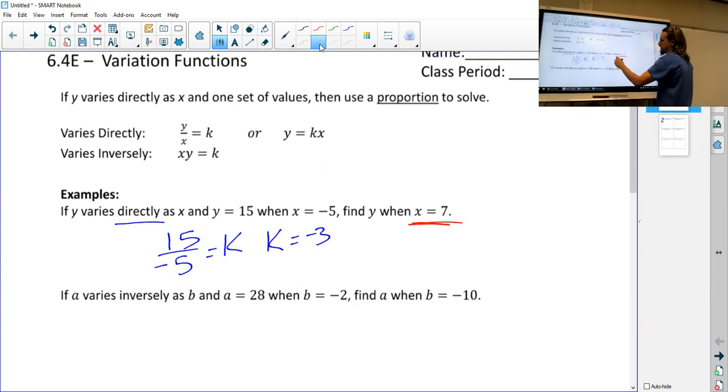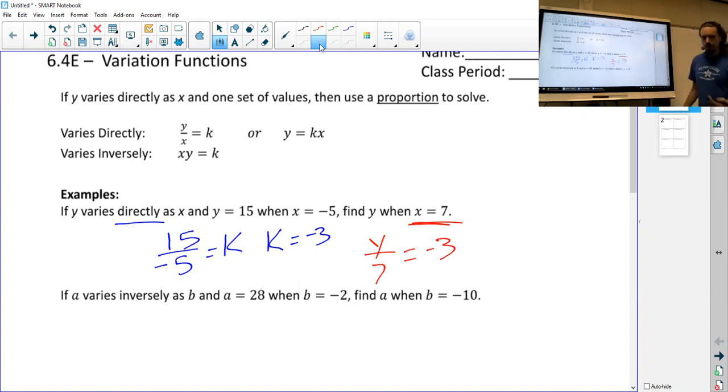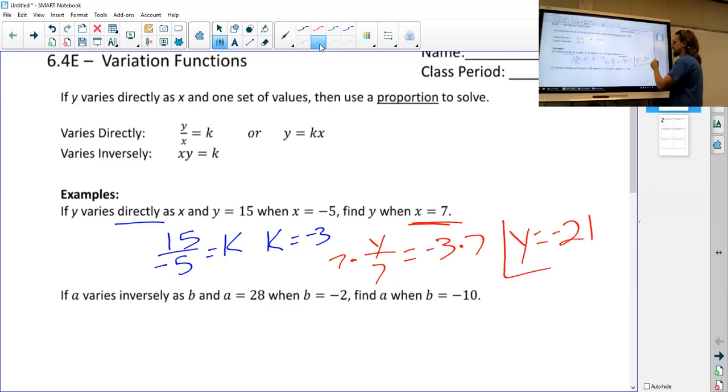So again, we go back to y over x equals k, only now we don't know what y is. We know x is 7, and we know k is -3. And then we're just solving for y. So we multiply both sides by 7, and we get y would be -21. Okay? So that's one way you can solve direct variation problems.